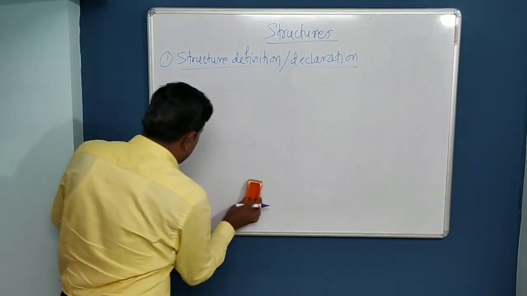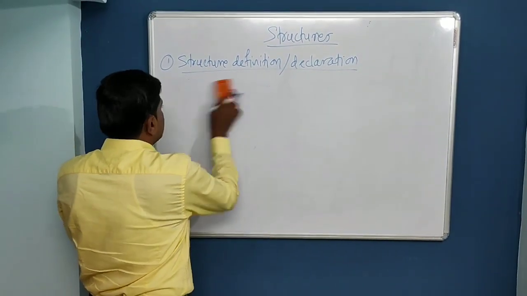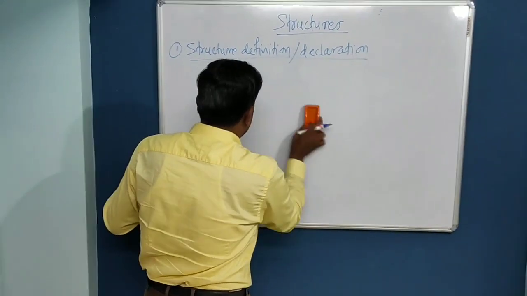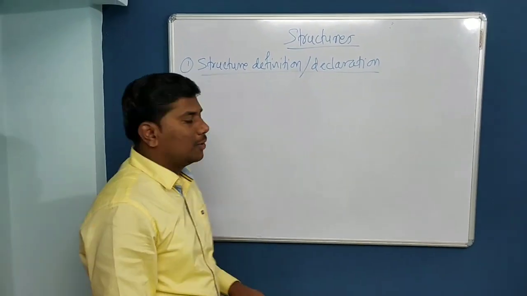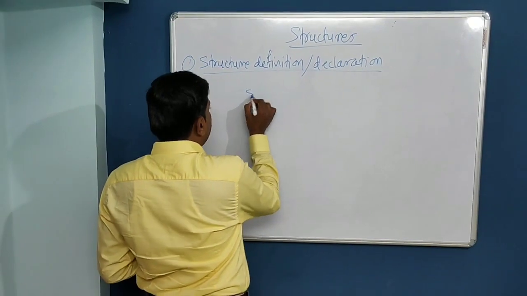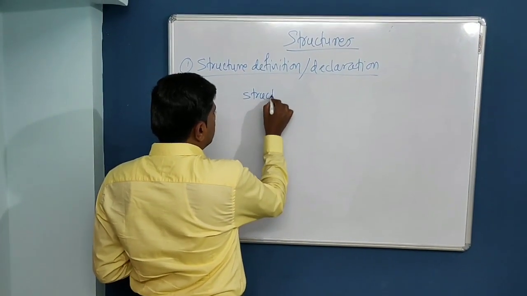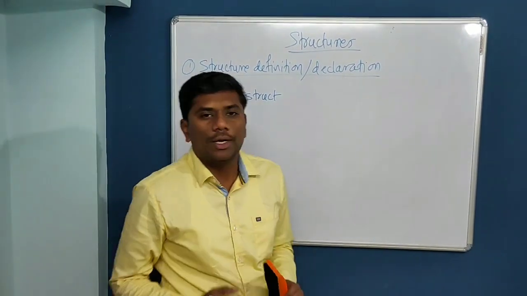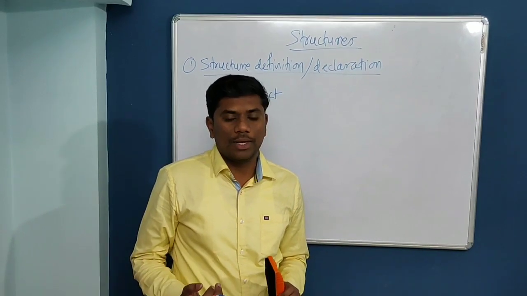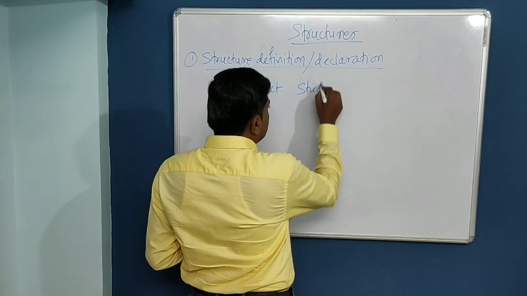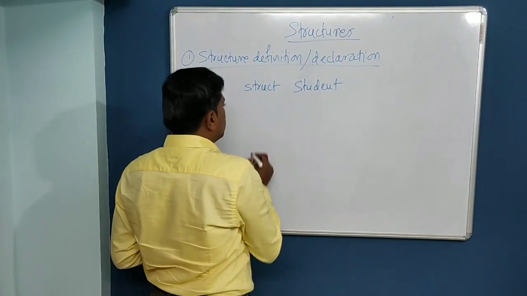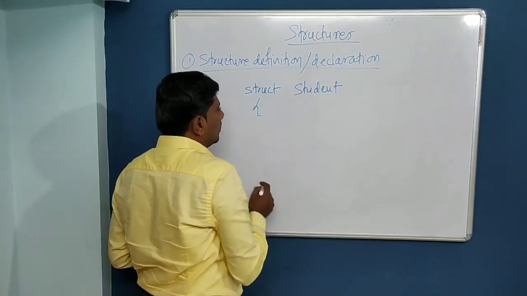Example of structure definition. That example should follow this particular general syntax. As we discussed, there is the struct keyword first. Suppose I want to store information of student. So structure name is student. There is a starting curly brace.